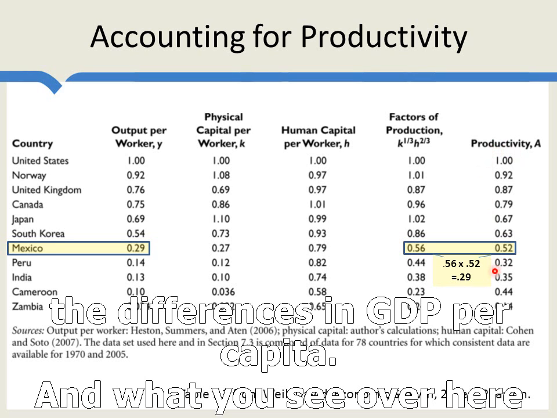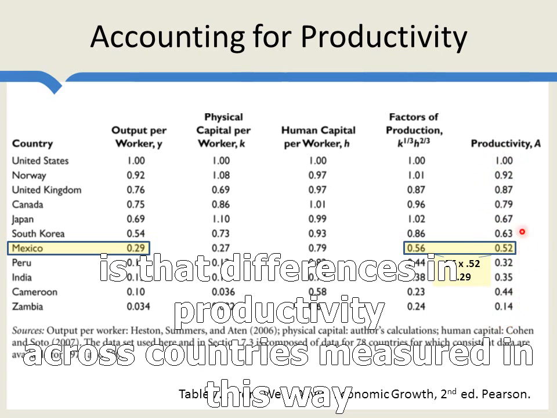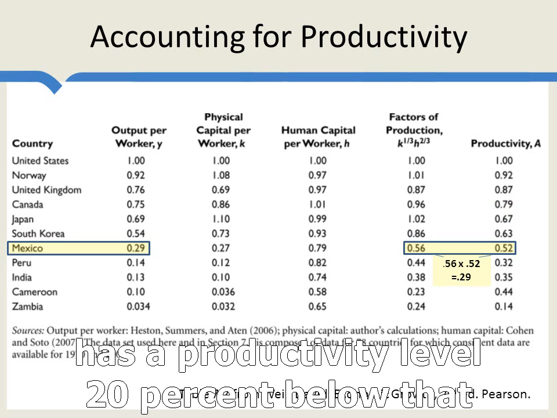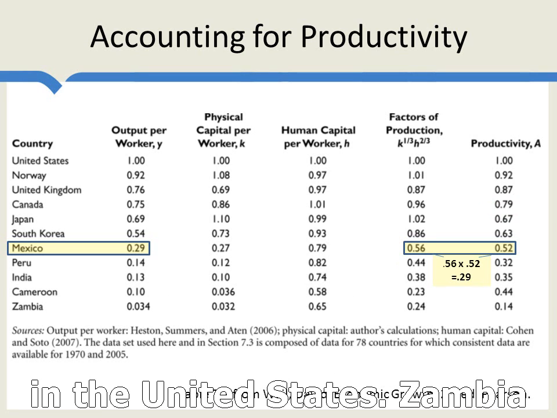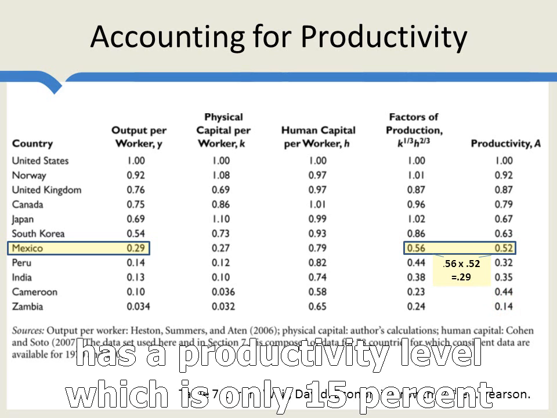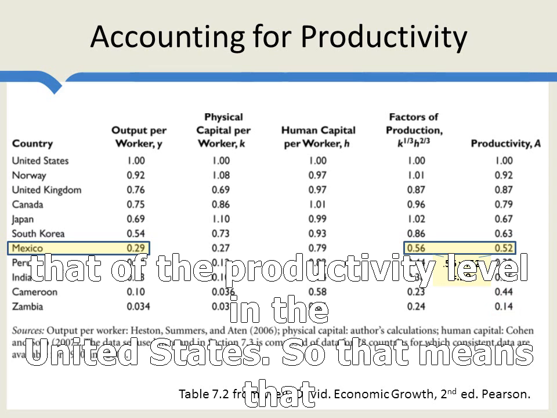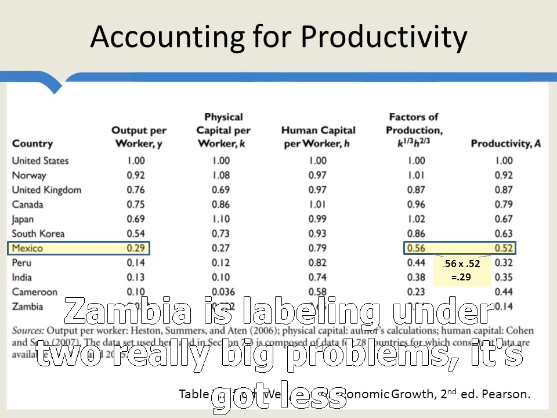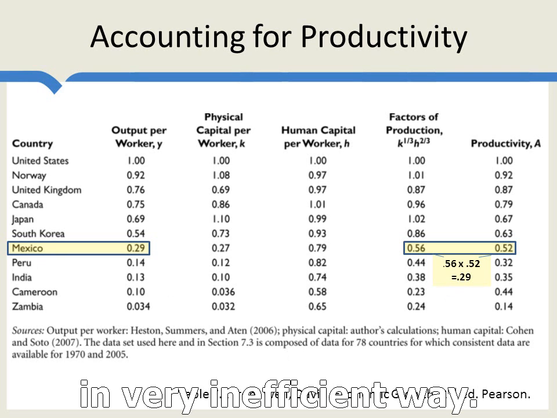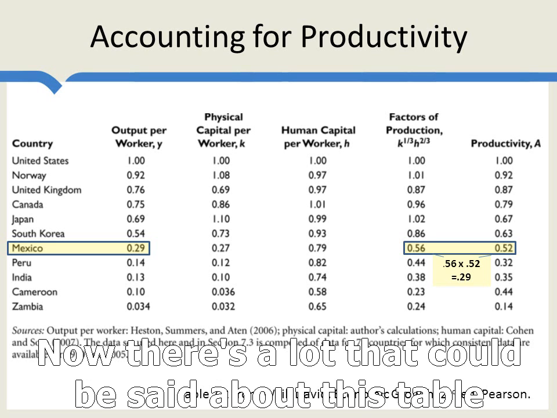And what you see over here is that differences in productivity across countries measured in this way are surprisingly large. So even Canada, which is relatively similar to the United States, has a productivity level 20% below that in the United States. Zambia has a productivity level which is only 15% that of the productivity level in the United States. So that means that Zambia is laboring under two really big problems. It's got less physical capital, less human capital, and it combines the capital that it does have in a very inefficient way.